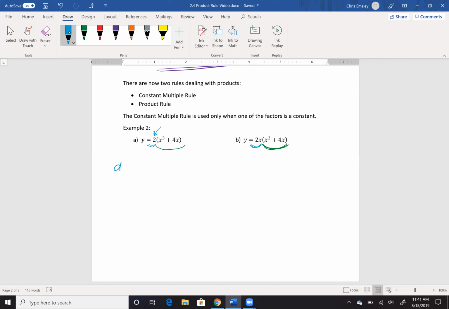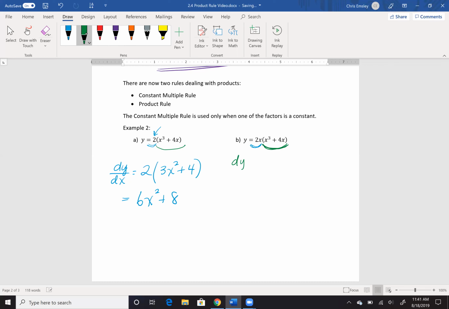So let's look at both of these. The first one, part A, dy/dx. Remember that constant multiple rule says we just multiply by 2 and then differentiate what comes next. So we get 3x squared plus 4, taking the derivative of each one of those terms, because we can do that for a sum. And so our derivative here is just 6x squared plus 8. Okay, but in this next example, it's not quite that easy. We need to apply the product rule.